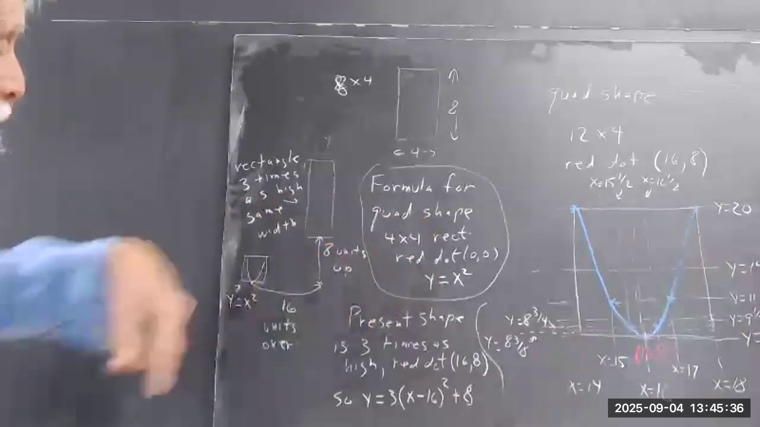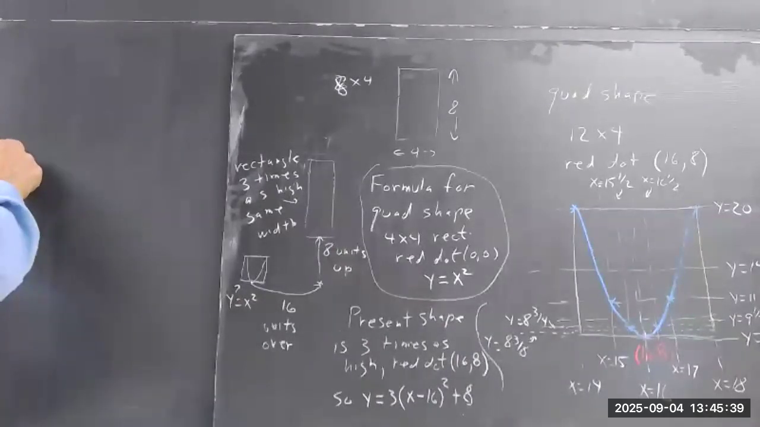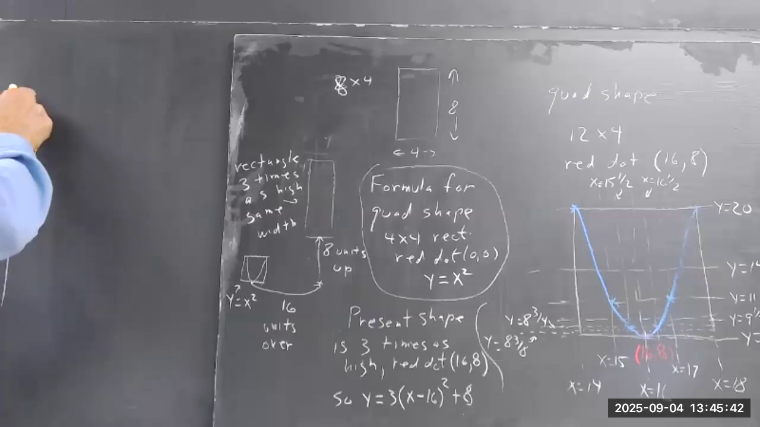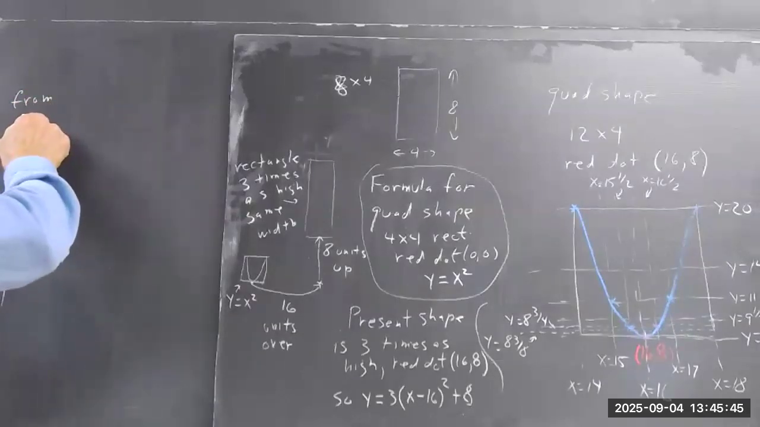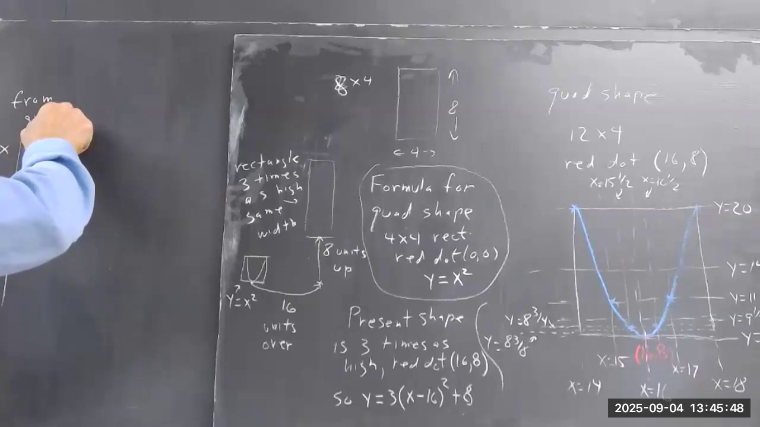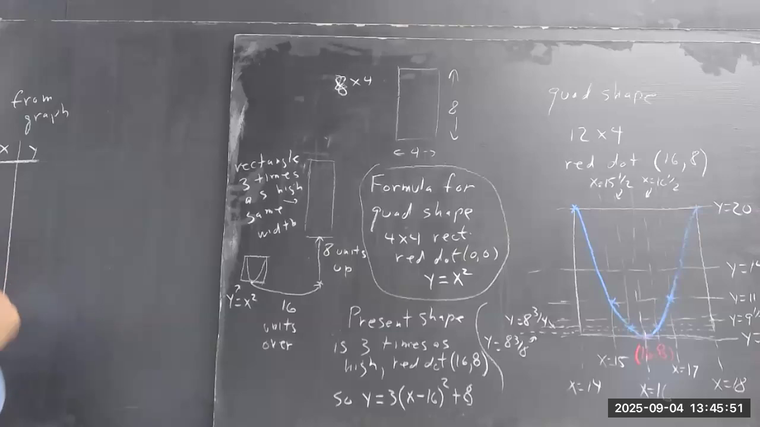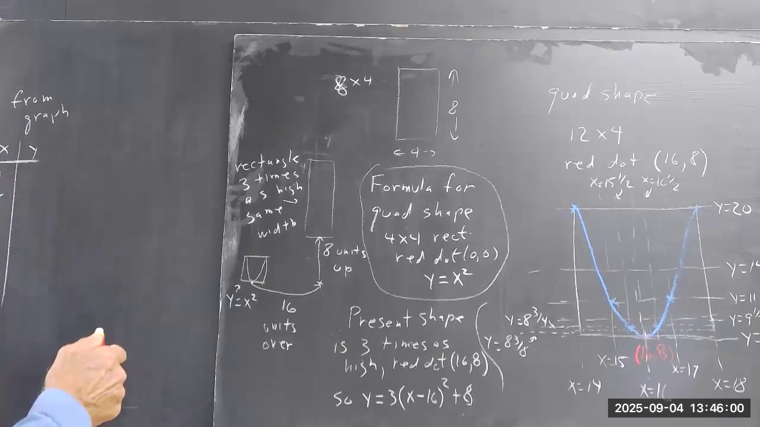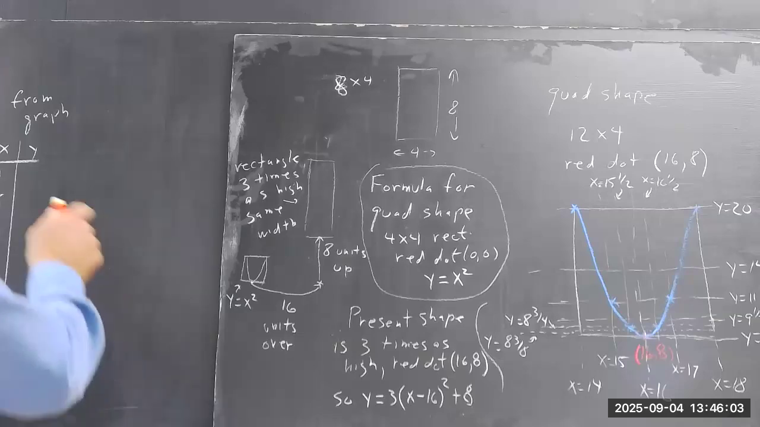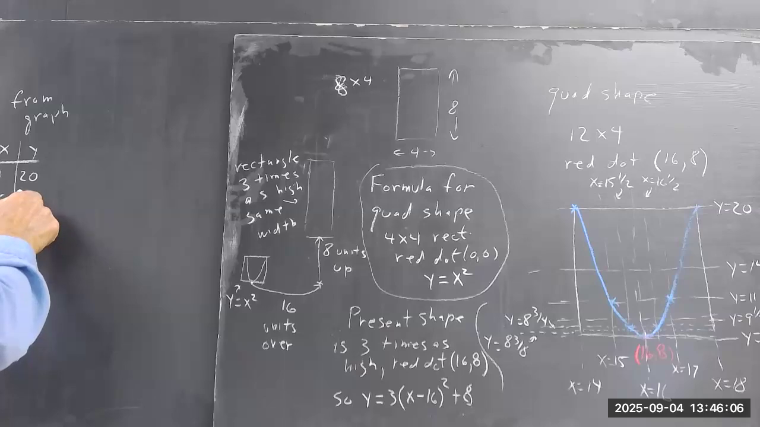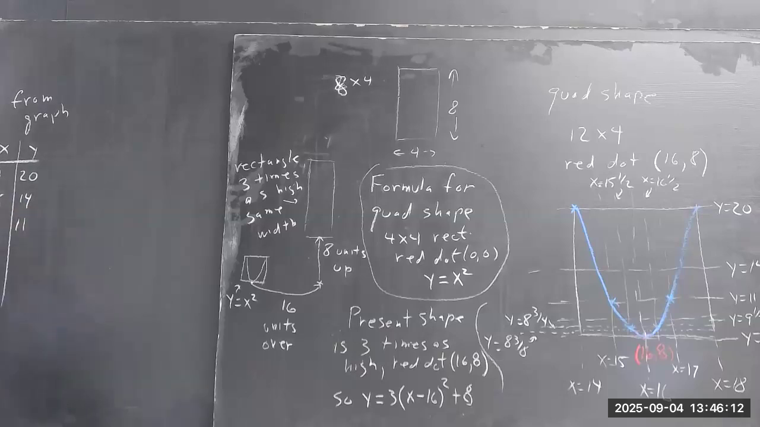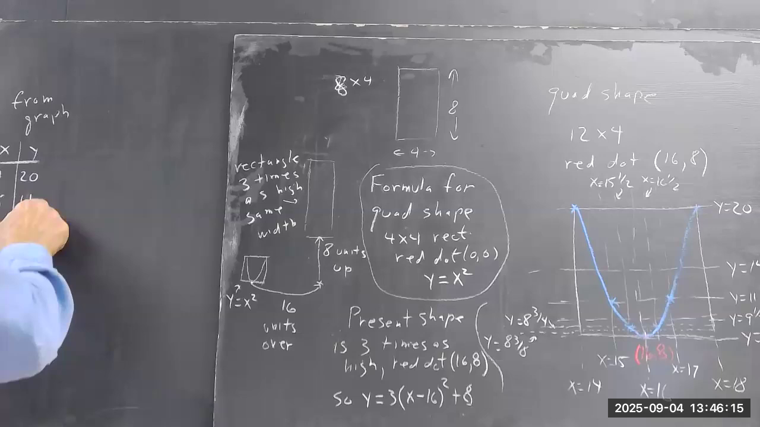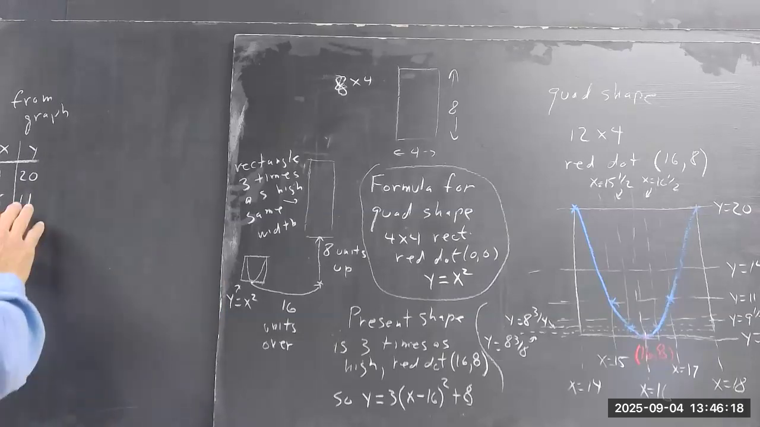I can do a table for this graph. Okay, the table's easy. My x values are 14, 15, 16, 17, and 18. My y values are, make sure, okay, 20, 14, 11. Oh, wait, it's 20, 11. Sorry, looking at the wrong line. 20, 11.